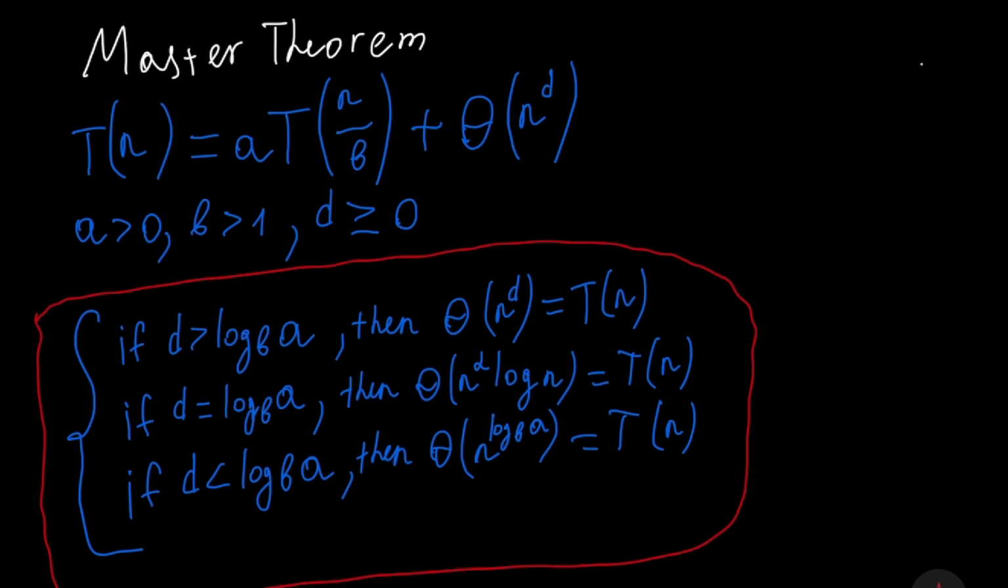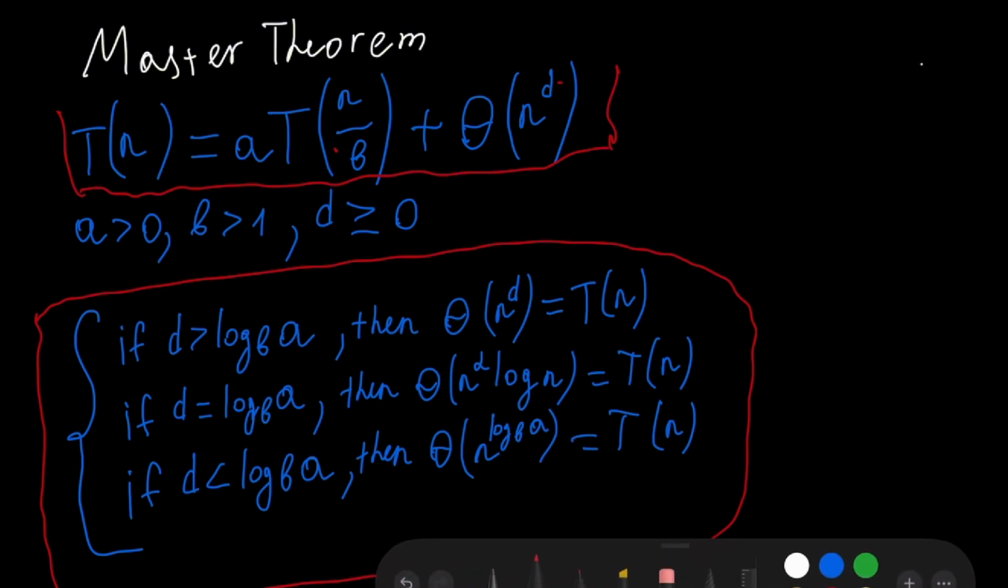So let's see. As a default, you have the following expression: T(n) = a·T(n/b) + n^d, right? This is just a default expression of the time complexity of some function, where a has to be larger than 0, b has to be more than 1, and d has to be more or equal than 0, right?